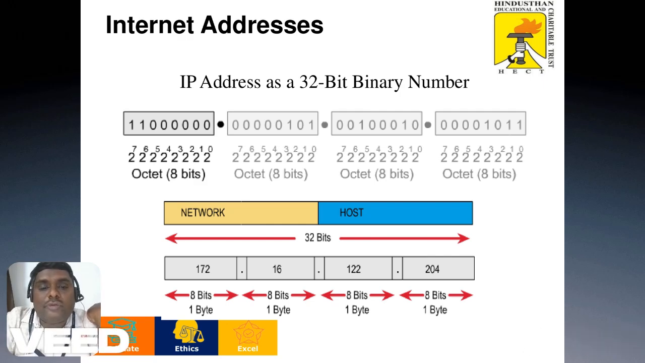So for an example, we have 172.16.122.204. The first 8 bits, which is 172, is the network ID, and also 16 is the network ID. 122 is the host ID, and 204 is also the host ID.